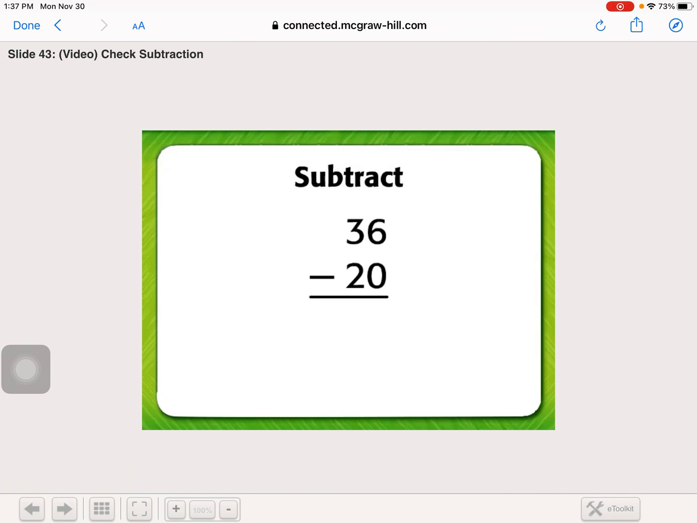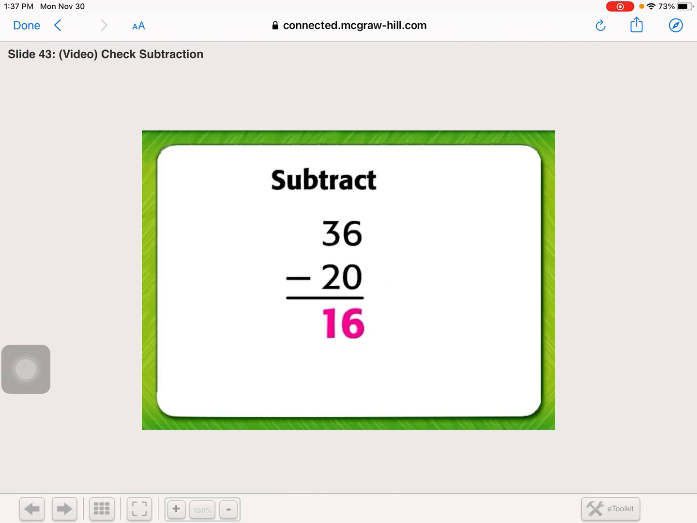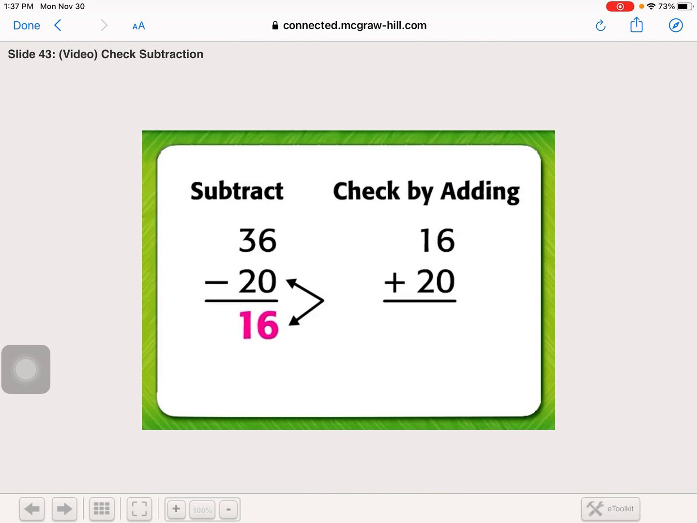Let's try another subtraction problem. 36 minus 20. What is 36 minus 20? Let's see. 6 minus 0 equals 6. 3 minus 2 equals 1. So, 36 minus 20 equals 16. Now, let's check our answer by adding 16 and 20. 6 plus 0 equals 6, and 1 plus 2 equals 3. The sum is 36, which matches the number we subtracted from.